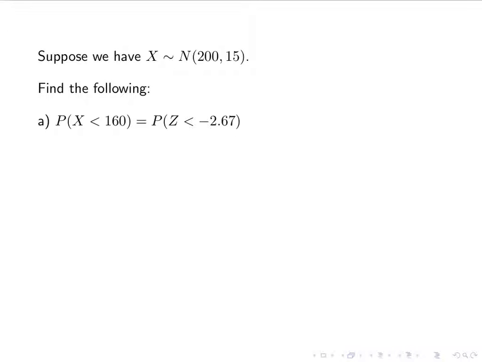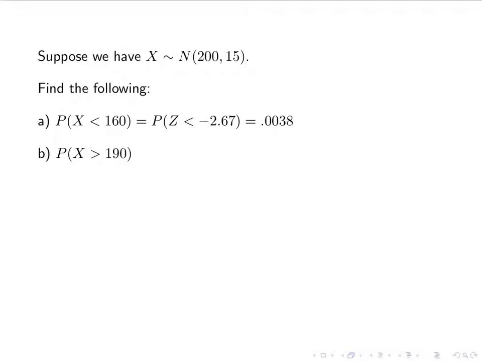So the probability that x is less than 160 is the same as the probability that z, the standard normal curve, is less than negative 2.67. Then I'm going to use that number in the table, and hopefully we get 0.0038.